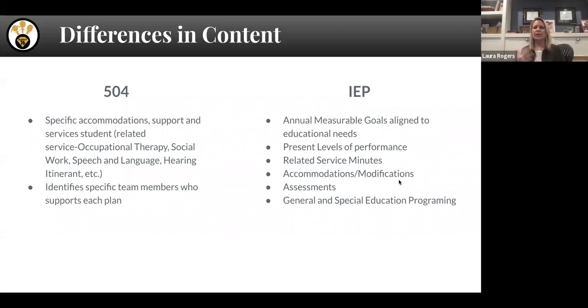In an IEP, there will be the measurable goals aligned to the educational needs. They will discuss the present levels of performance. They will also show you the service minutes for the resource and the related service minutes. There will be the accommodations and the modifications, and also the assessment modifications that are also in there as well, and the general and special education programming.